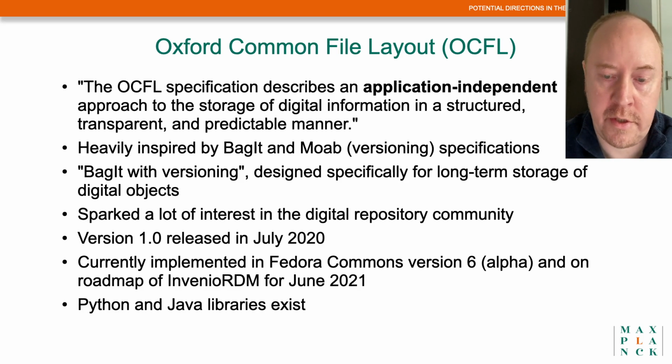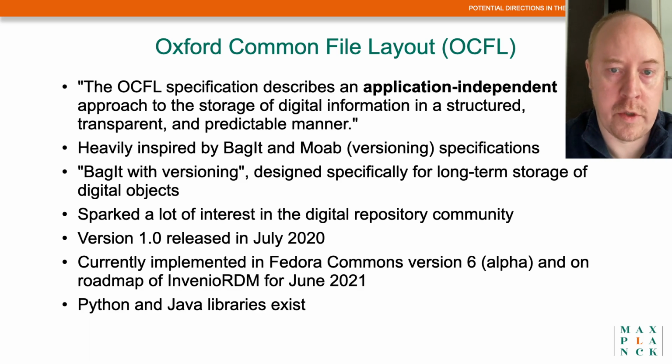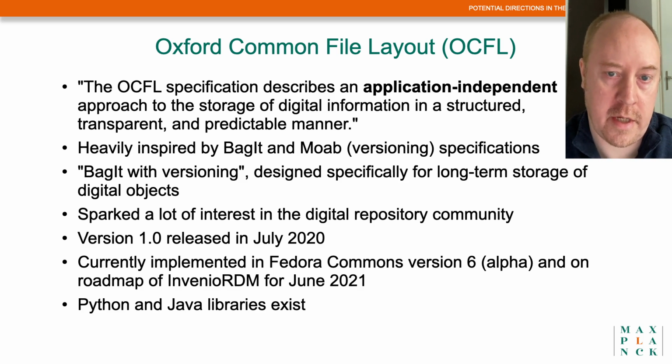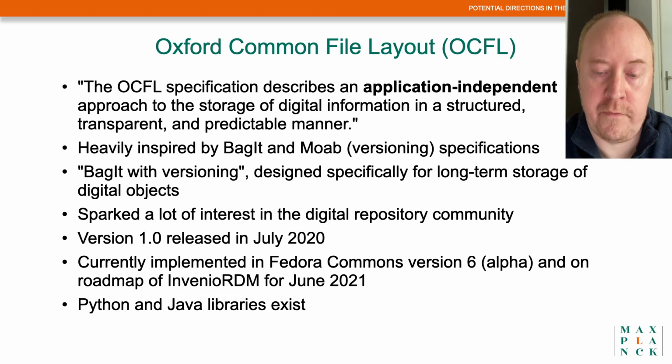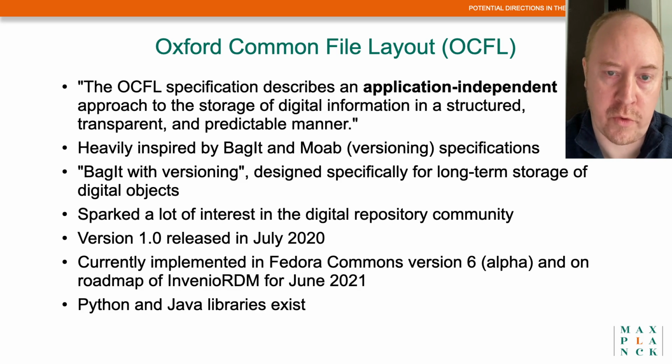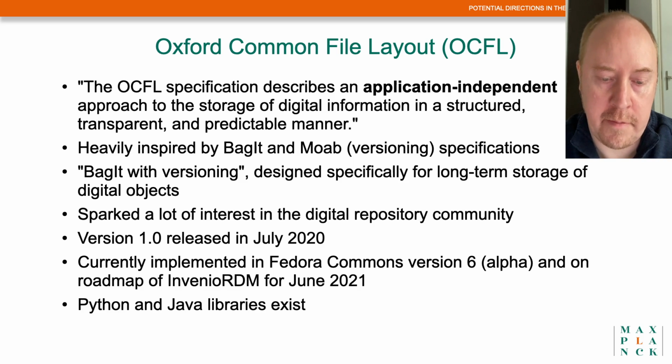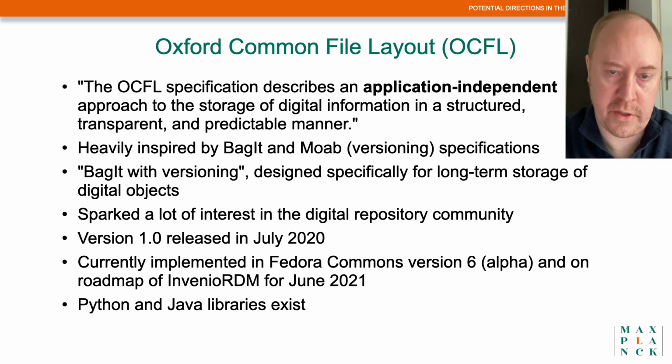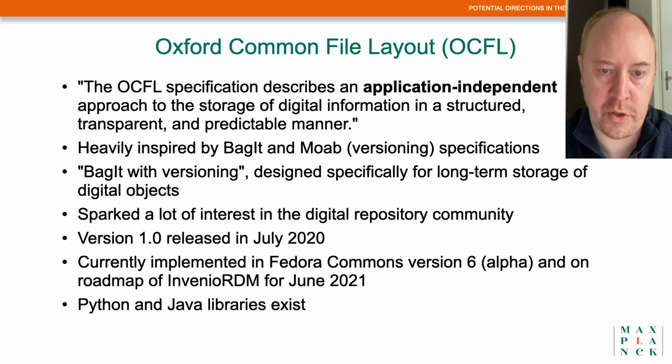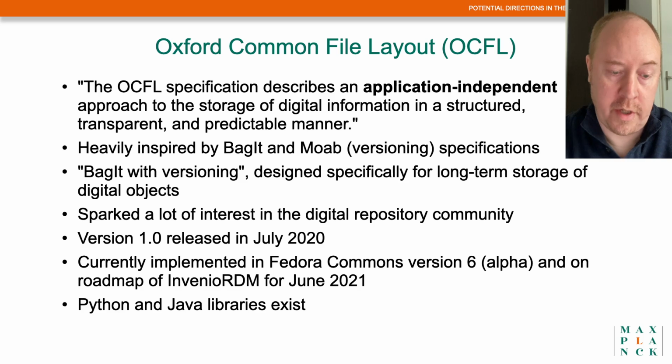It sparked a lot of interest in the digital repository community. Version 1 was released last year. It has been in development for about 3 years. And it's currently implemented in Fedora Commons version 6, which is released in an alpha version, and it's on the roadmap of the Invenio RDM repository solution for June of this year. Invenio is developed originally at CERN, and it's the platform that, for example, Zenodo uses. Also, there are Python and Java libraries available for storing data in an OCFL compliant manner.